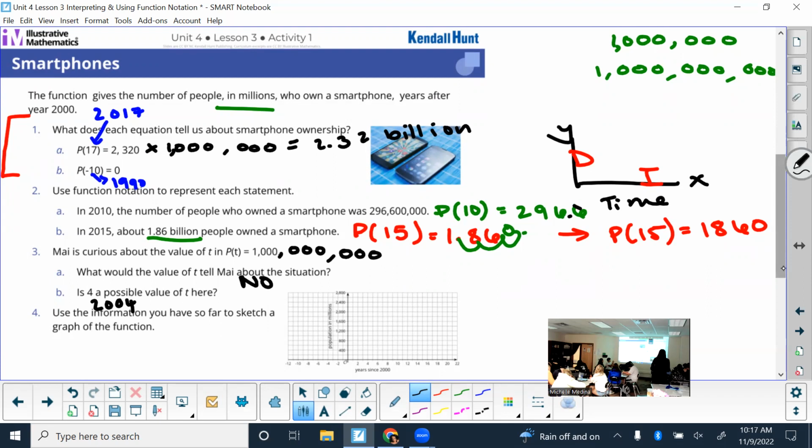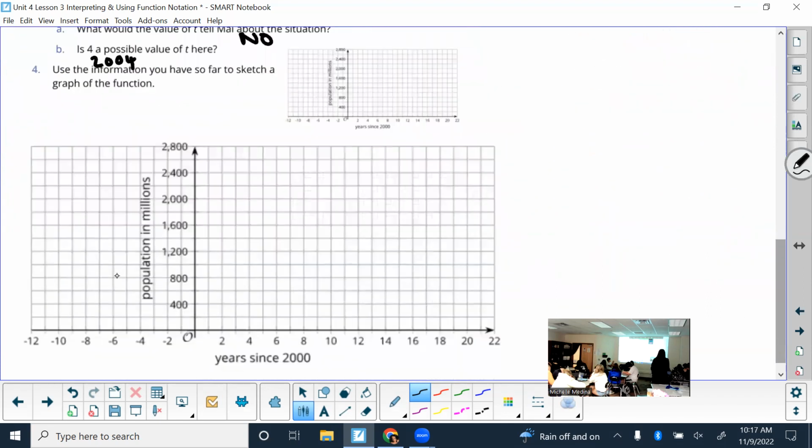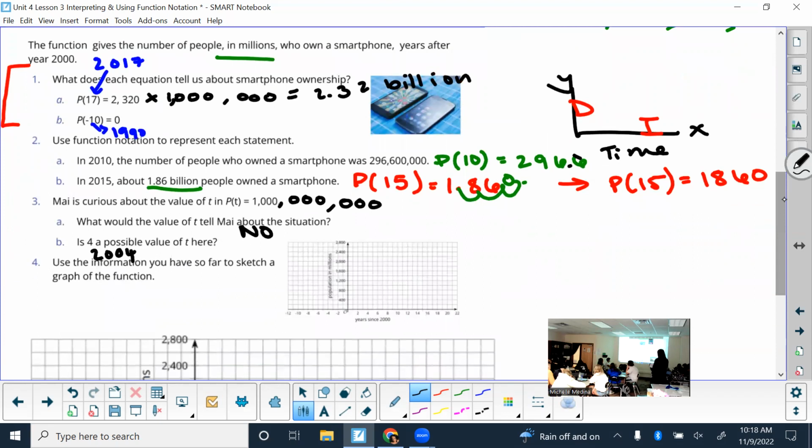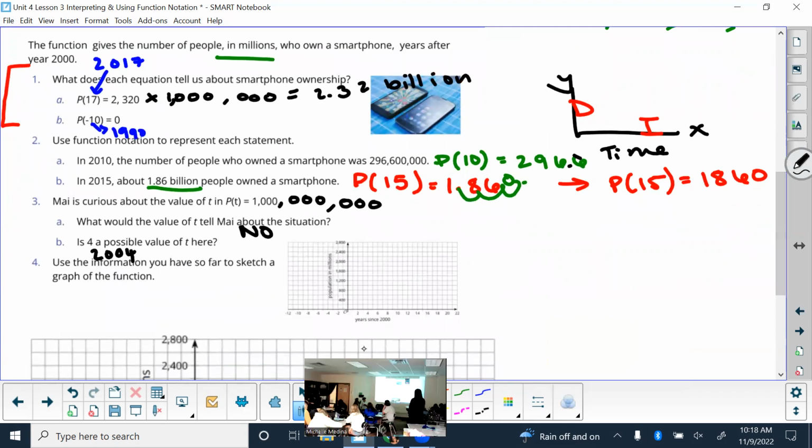So now I'm gonna give you some exposure to something you'll see on a test. You all have this graph on your paper. Using the information that we've talked about so far, sketch a graph of the function. So what points do we know for sure are in this function? Give me 1 point. 10 and 296.6.